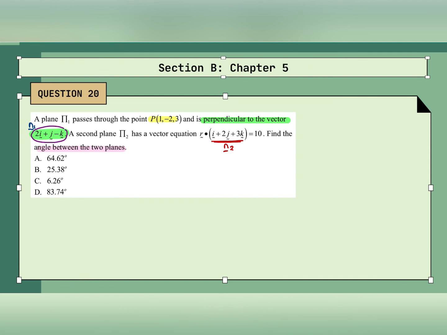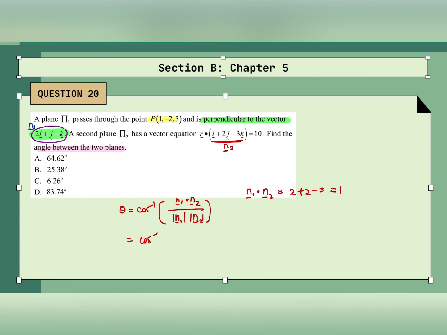Okay, so theta akan sama dengan shift cos kepada n1 dot n2 divided by magnitude of n1 magnitude of n2. Okay, so n1 dot n2, kita akan dapat ini 2 darabkan dengan 1 will be 2, 1 darabkan dengan 2 will be 2, so plus 2, and then negative 1 times by 3 will be negative 3. So 4 tolak 3 adalah 1.